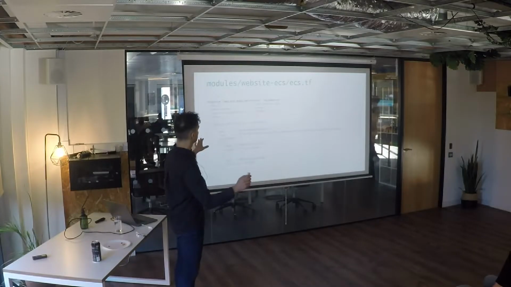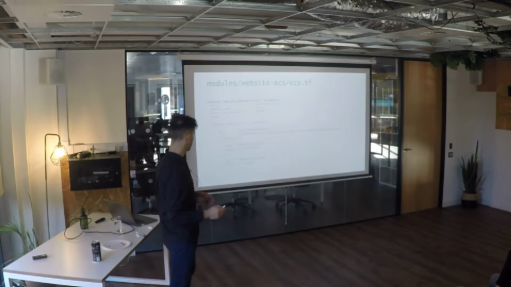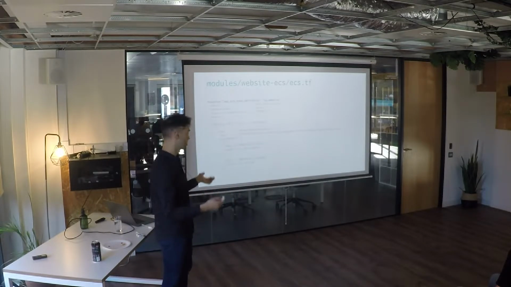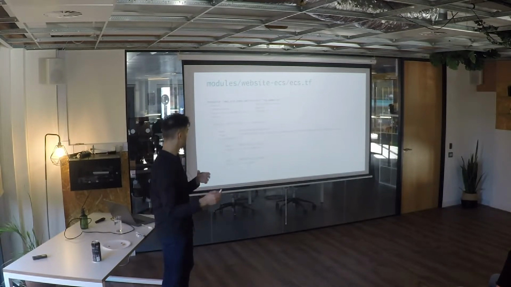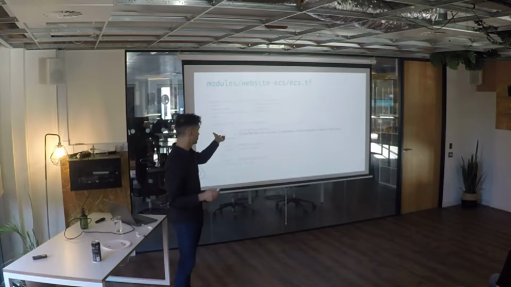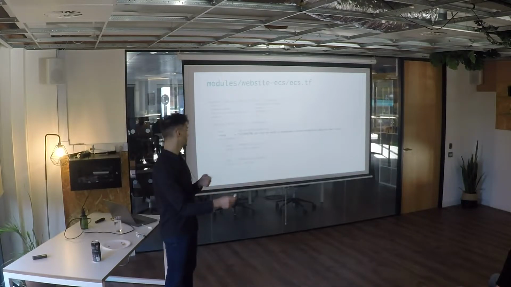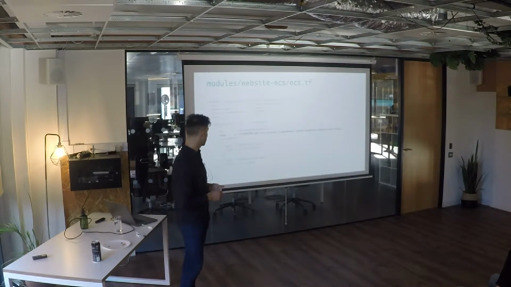And if I take a sneak peek at my ECS.tf file, I can see that basically what it does, it starts with the word resource. So it's going to create a resource in the cloud in AWS. In this case, it's going to create something associated with a task. So this is a task definition. Notice how I'm referring to a Docker image that I've pushed earlier to the AWS Docker registry, which is called ECR, with my WordPress container.